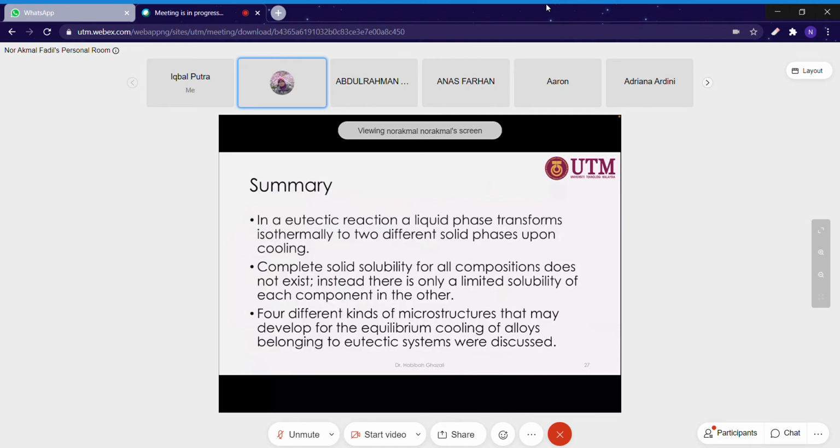Okay, so in a eutectic reaction, a liquid phase transforms isothermally to two different solid phases upon cooling. So remember, to determine this point, it consists of whether it is like this or like this isothermal reaction. So there are liquid to alpha plus solid 1 or solid 2, or it can be solid 1 plus solid 2 transform into another, no, this is not eutectic.